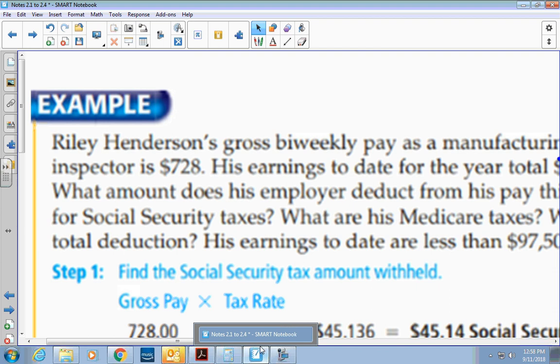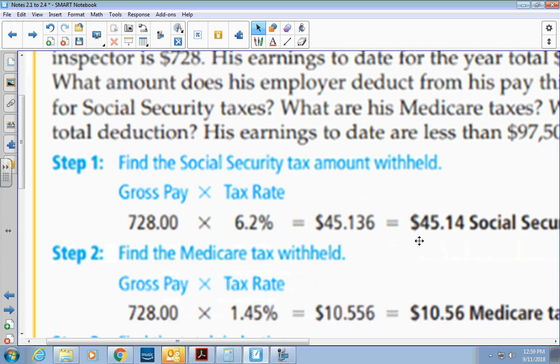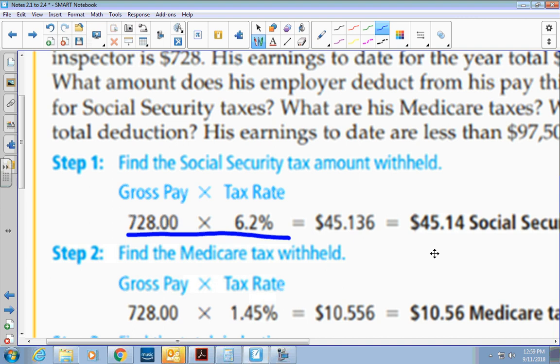Okay, so we're going to find the Social Security tax amount withheld. So that's our gross pay. So you guys are writing this in, $728 times 6.2%. So in Social Security taxes, they pay $45.14. So you guys are writing what I underlined down.